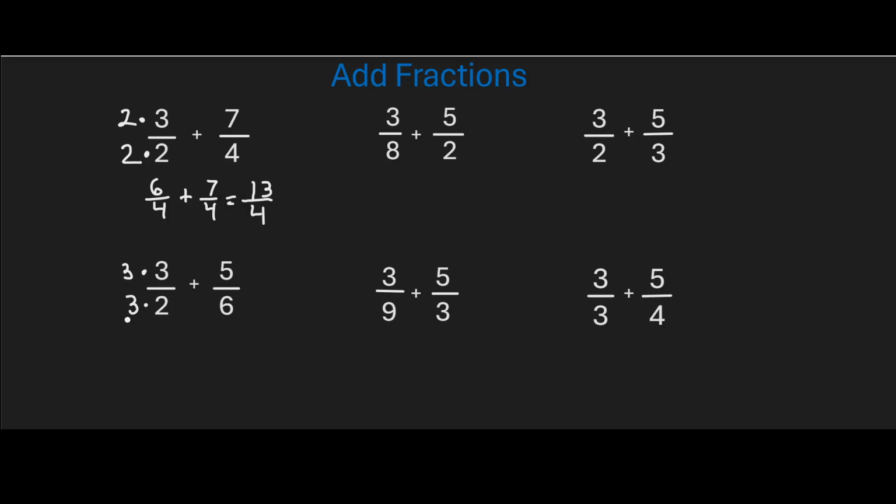Okay? Now, let's multiply it. 3 times 3, you're going to get 9, divided by 3 times 2, you get 6. Then I'm going to bring the plus sign down, and I'm going to rewrite 5 over 6.